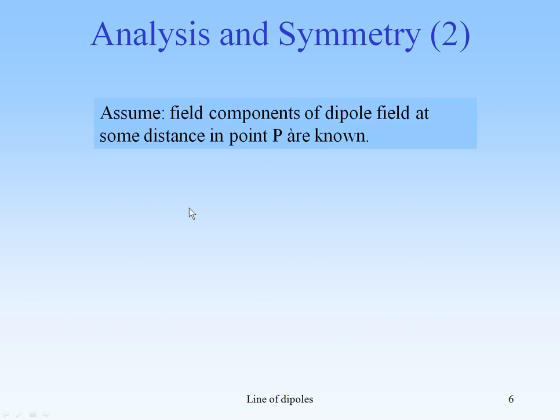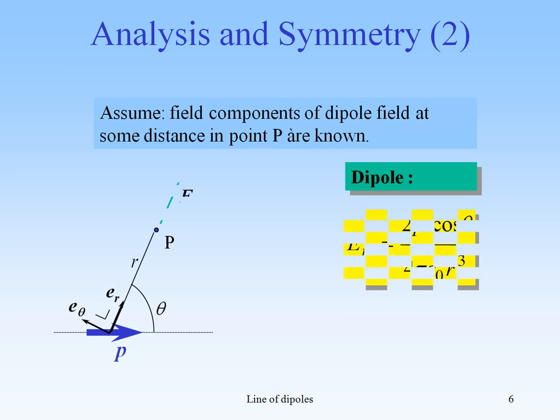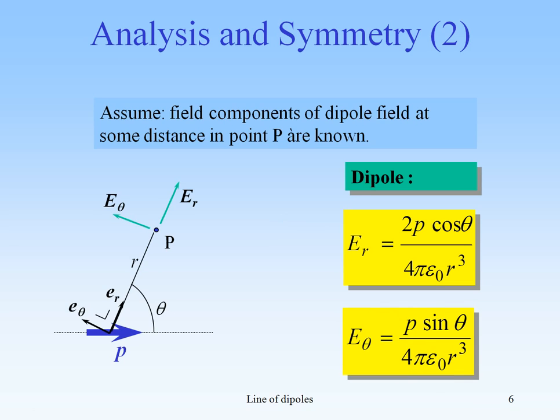Assume the field components of the dipole field at some distance in point P are known. Then the dipole has a radial component of the electric field strength E_r as 2p cosine theta over 4 pi epsilon naught r to the third, in which r is the distance between the dipole and point P, and this is in far field approximation. For the theta component we have E theta is p sine theta over 4 pi epsilon naught r to the third.